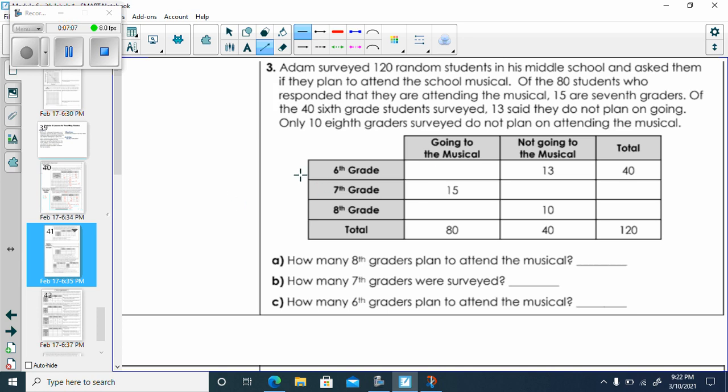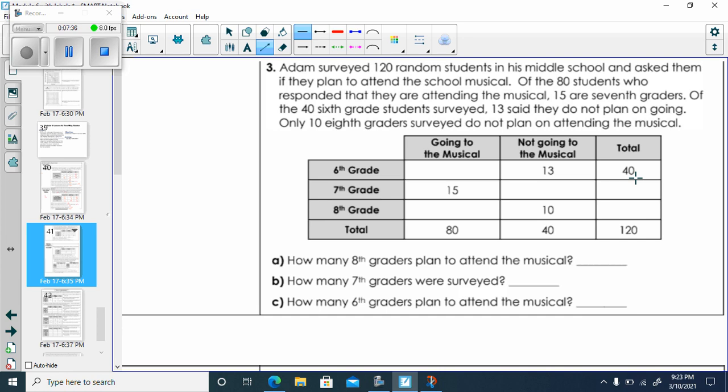And now let's do another one. Adam surveyed 120 random students in his middle school and asked them if they plan to attend the school musical. Of the 80 students who responded that they are attending the musical, 80 total are attending, 15 are 7th graders, okay? Of the 46 graders surveyed, so 46 graders were surveyed, that's the total surveyed for the 6th grade.